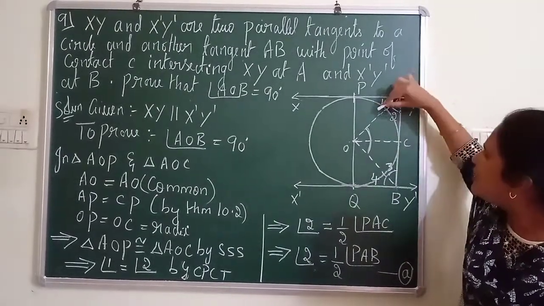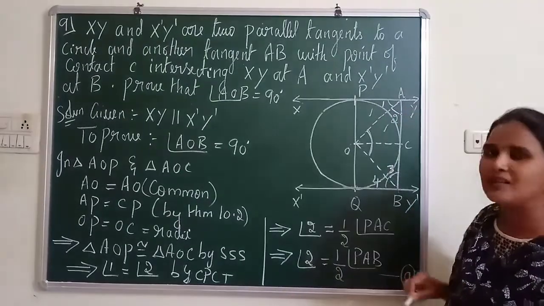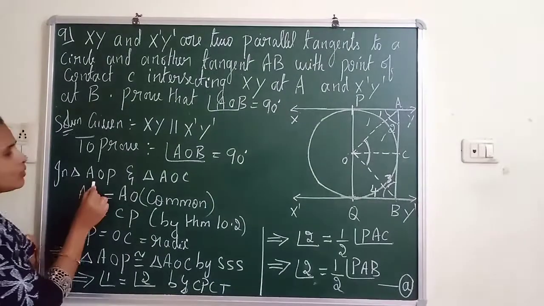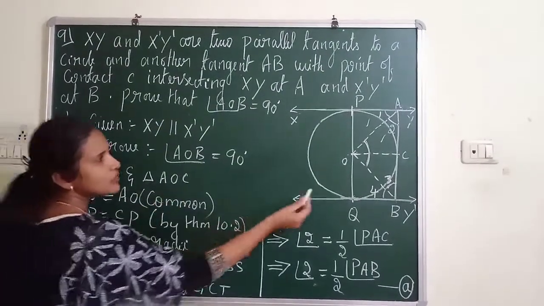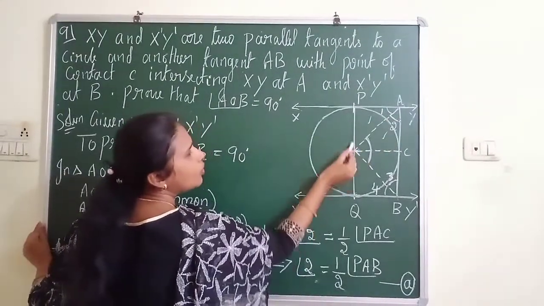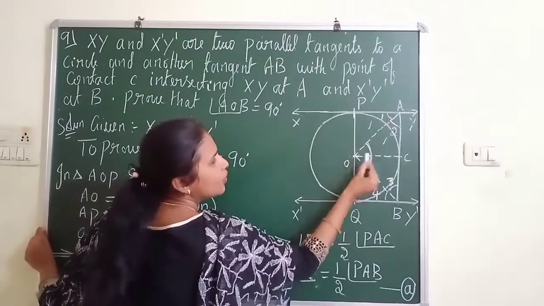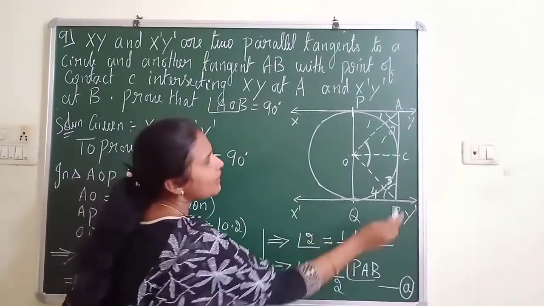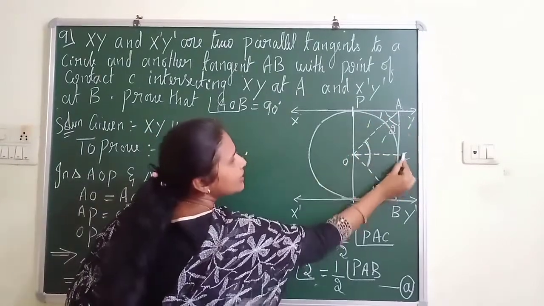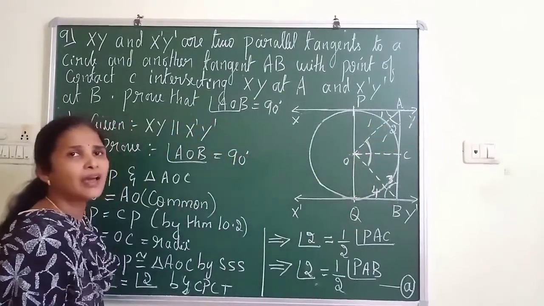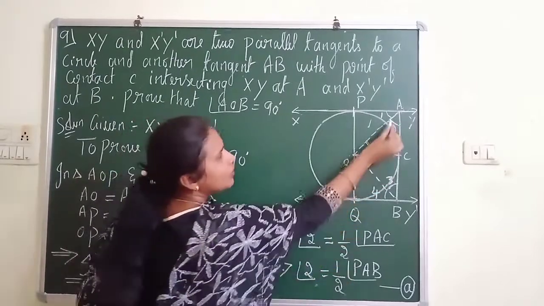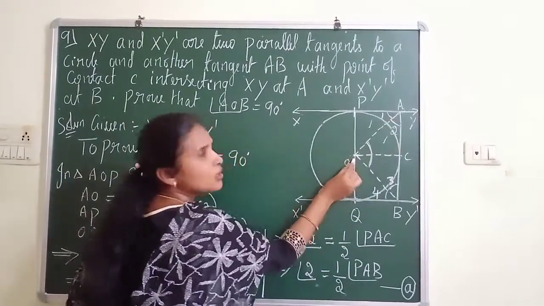So now let me prove that these two corner triangles are congruent to each other. Which are the triangles there? AOP and AOC. Observe these two triangles, AOP, AOC. Can I prove they are congruent? See the three matching pairs. You can see PA and CA are equal. Why are they equal? They are tangents drawn from an external point. And you can see here OA is common.